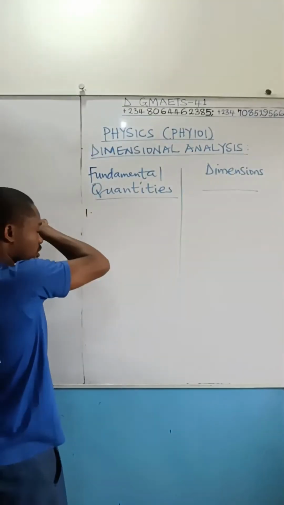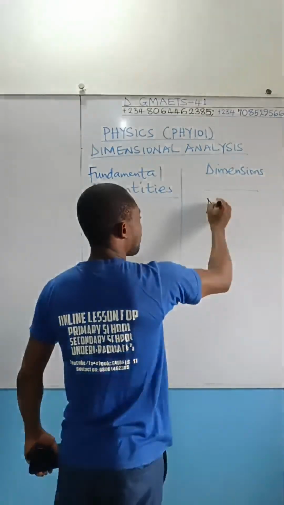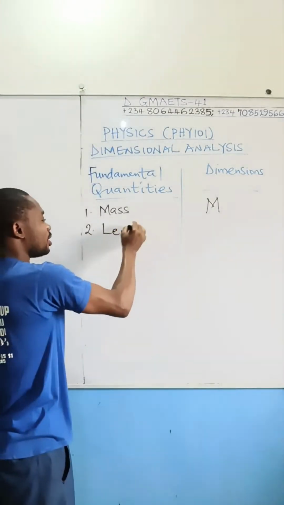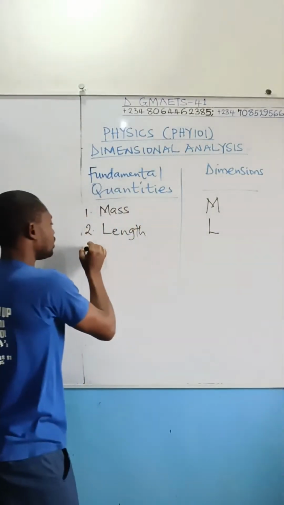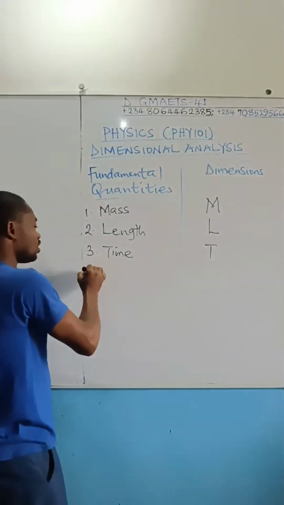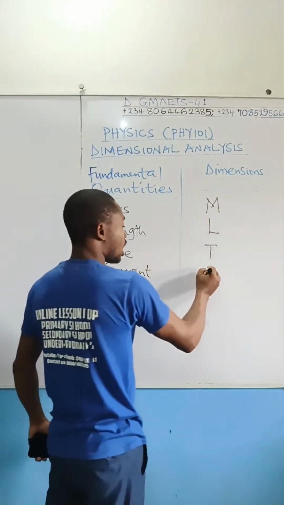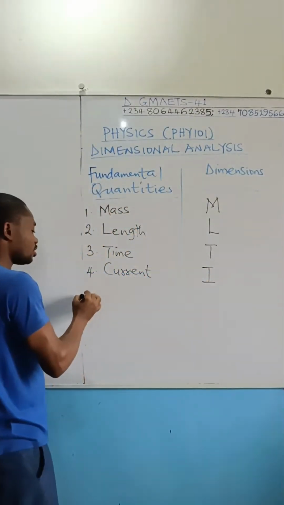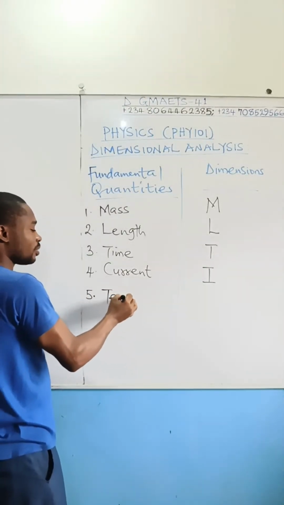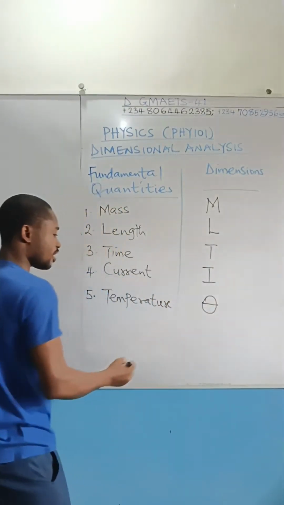So the first we are going to start with mass. What is the dimension of mass? It is capital M. Then 2, length. The dimension of length is capital L. 3, time. The dimension of time is capital T. The 4th fundamental quantity is current. The dimension of current is capital I. Next, number 5, thermodynamic temperature, or simply temperature. The dimension of temperature, we use the symbol theta for it.